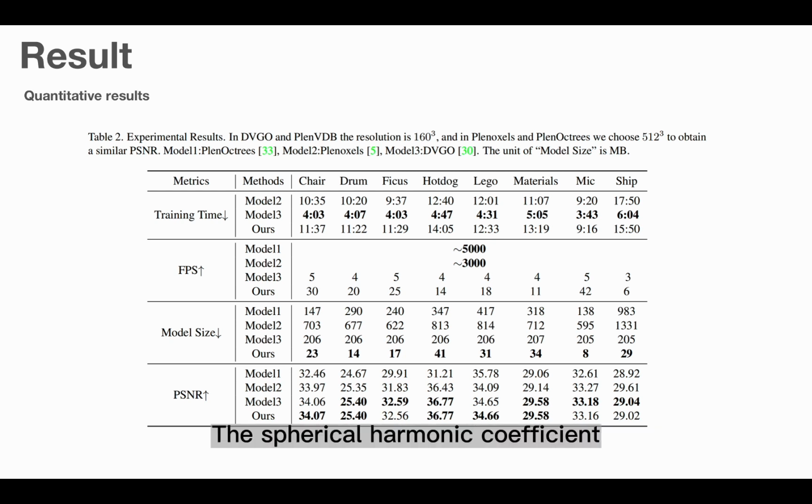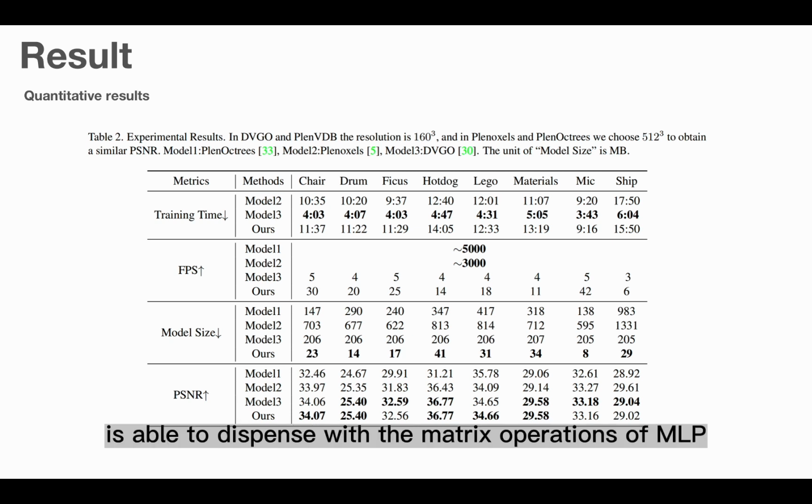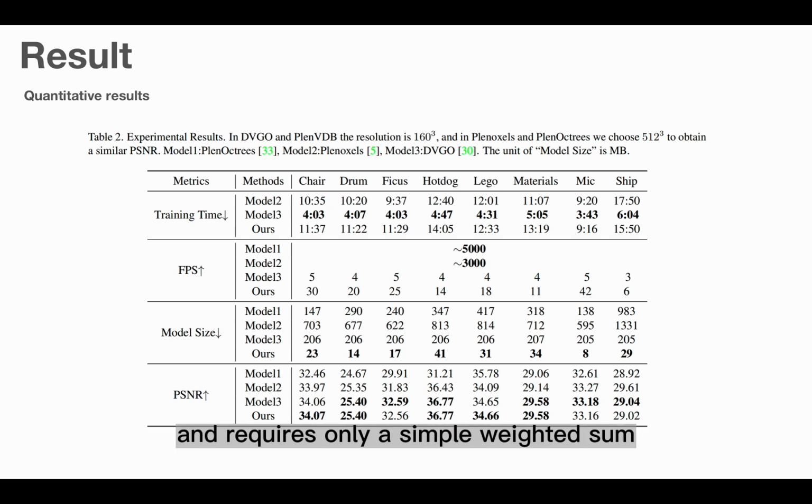The spherical harmonic coefficient modeling approach they use is able to dispense with the matrix operations of MLP and requires only a simple weighted sum. We also showed in rebuttal that using VDB to represent the spherical harmonic coefficients can also achieve comparable rendering speeds.